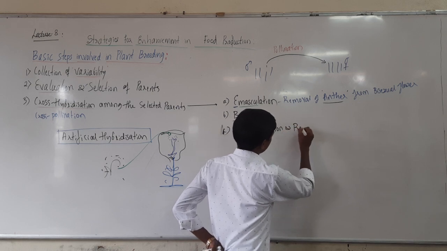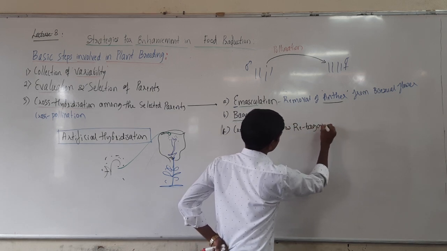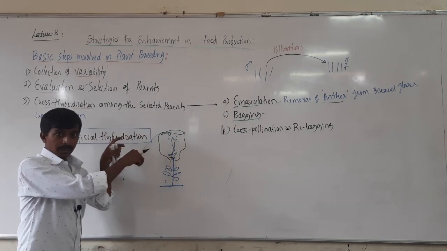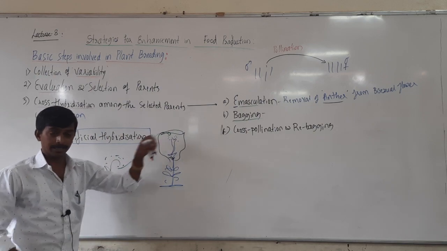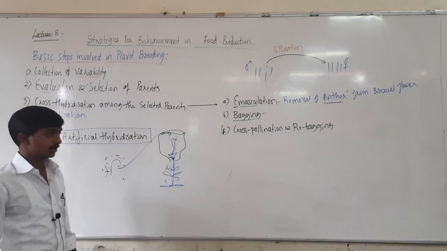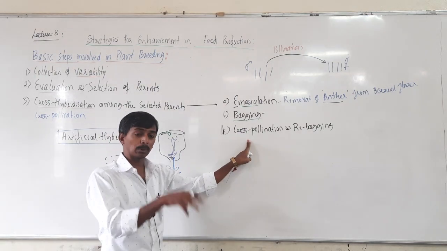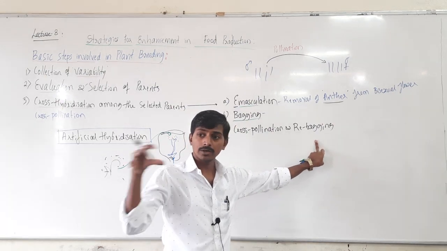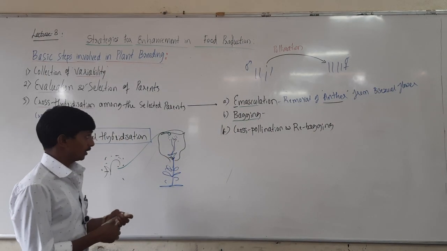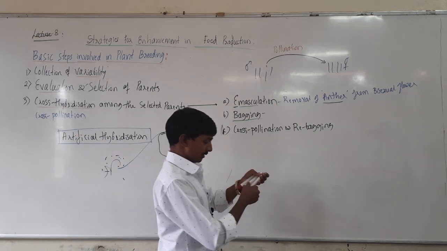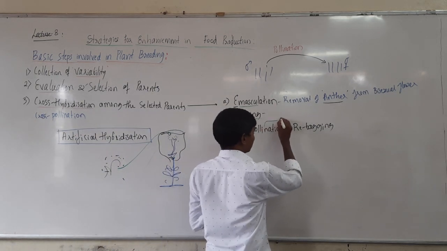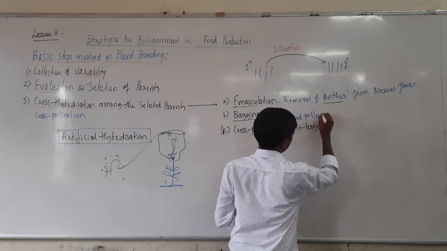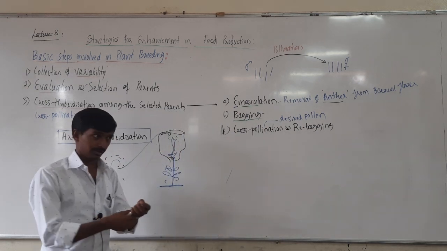Rebagging means take out the bag, dust the pollen, and cover the flower again. So cross pollination means dusting the pollen on the stigma, and rebagging means covering the flower again. Here the cross pollination is done with the desired pollen. That is the third main step.